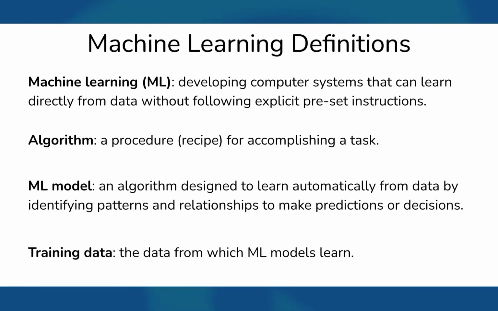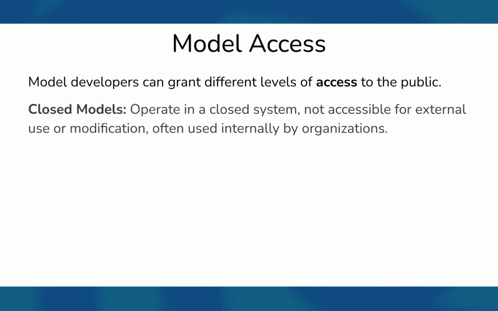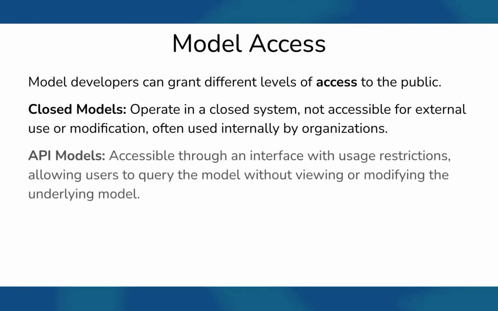Now, once we have a machine learning model, there's a question of access. Model developers can grant different levels of access to the public. There are closed models. These are not accessible to external use or modification. They may be used internally by organizations. Another level of access would be API access. API stands for Application Programming Interface. Basically, these are models that are accessible to the public, but you have to, for instance, go online to type your queries into this system, and that could be more of an API level model. So it's not closed, but that doesn't necessarily mean that you have access to the entire model. You might just be able to give it inputs.